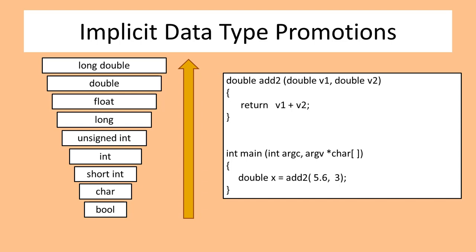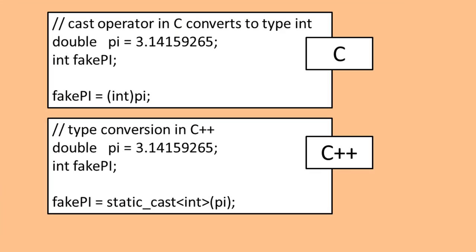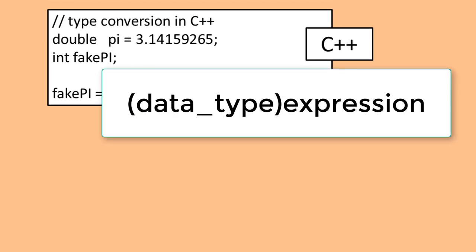The same type promotion happens if a function is expecting a parameter of type double and it is passed an integer. The implicit type promotion takes place. But if a function is expecting a parameter of type int and it is given a double, either a warning or a compiler error will occur. The programmer can force a type conversion using an explicit type conversion, also known as type casting. Type casting in C is done in the following form: open parentheses, data type, close parentheses, expression, semicolon, where data type is any valid C data type, and expression may be a constant, variable, or expression.